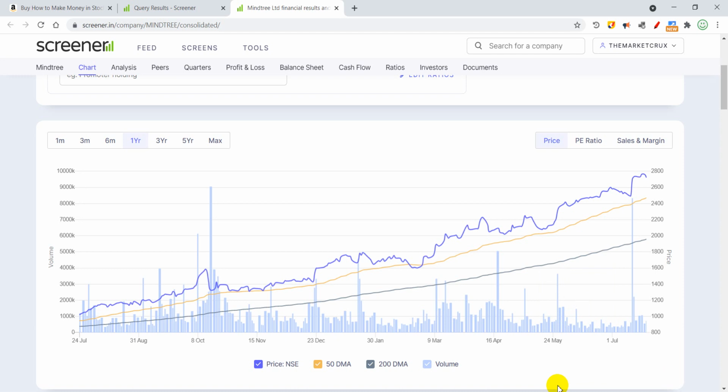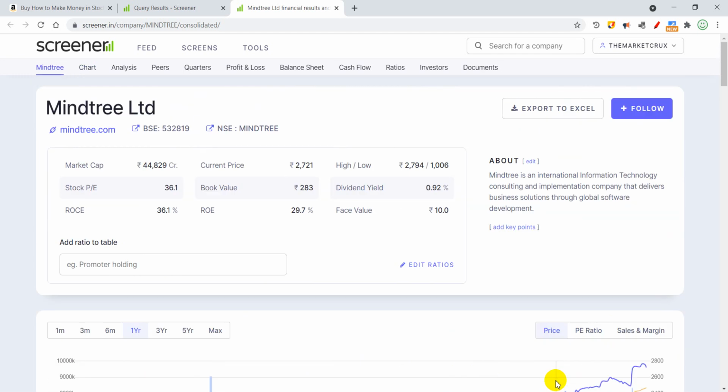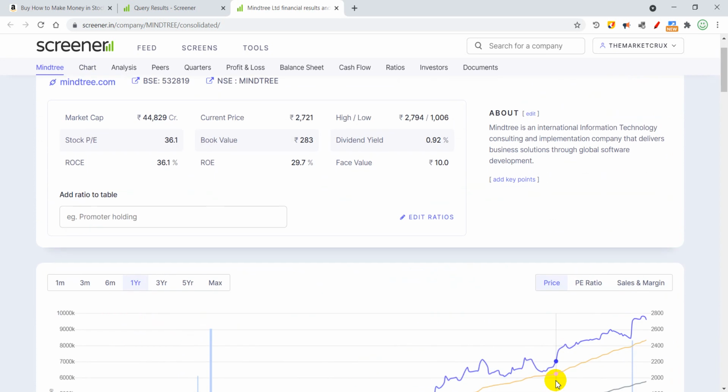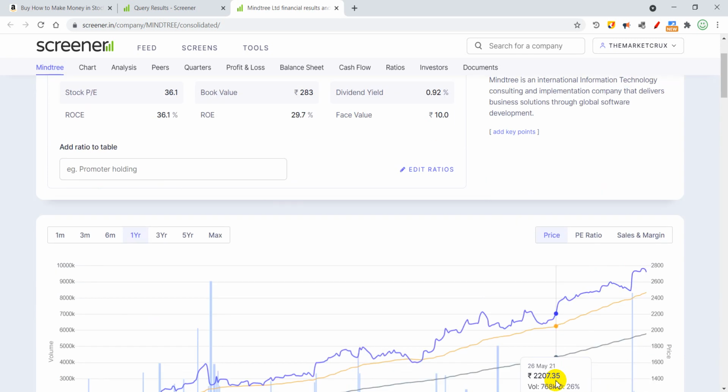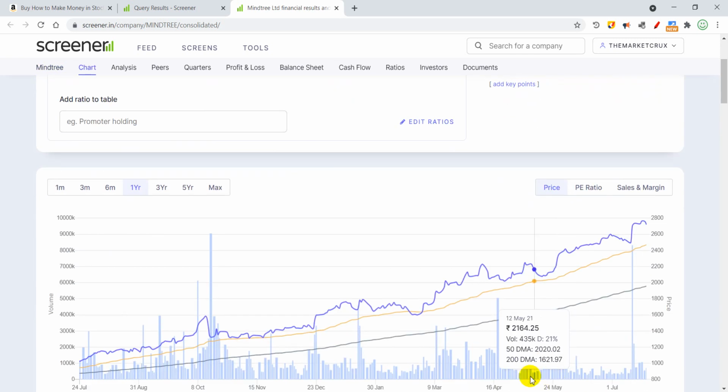All right, so this much is needed over here on Mindtree. The rest of the homework I am leaving to you guys: check fundamental parameters to see how the company you have shortlisted is performing, and whether you can bet on this company for the next 3 months, 6 months or 1 year, and then accordingly you can take the decision.